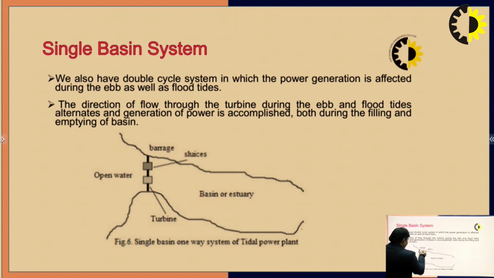This is the barrage, this is the sluice gate, this is the open water, this is the basin, and this is the turbine. This is the single basin one-way tidal power system. We also have the double cycle system, in which power generation takes place during both the ebb and the flood tide. The direction of flow through the turbine alternates, and power is generated both during the filling and during the emptying of the basin. So this is how the single basin system works.